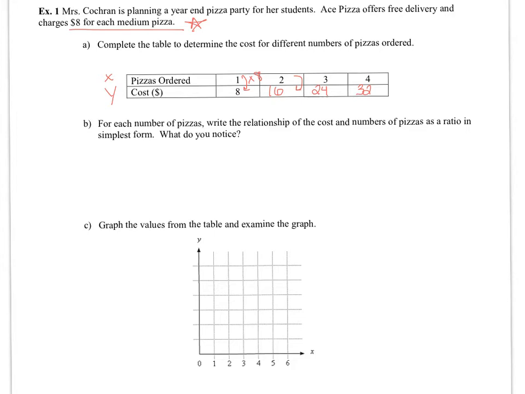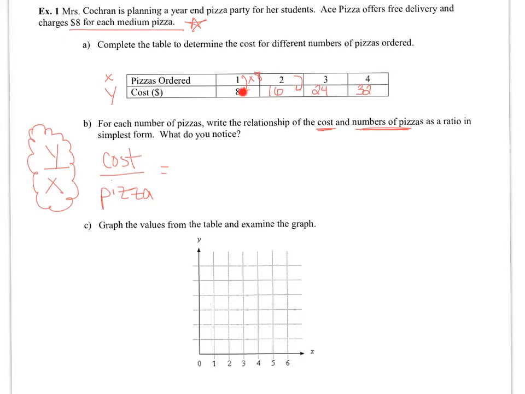Let's move on to letter B. For each number of pizzas, write the relationship of the cost and numbers of pizzas as a ratio in simple form. What do you notice? So this is our Y divided by X. This is kind of a big deal over here. Y divided by X is what they asked us to do. This would be our cost in words divided by pizzas. Let's just check it out for each one of those columns of our table.